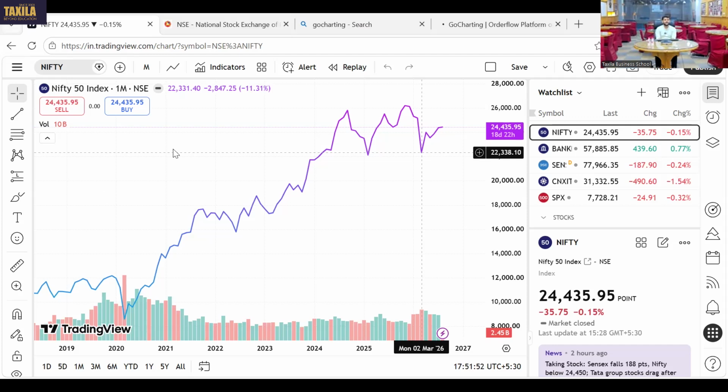Means it will get up. Yes, exactly. It will go up. Why? Because whenever this price comes into market, generally we have seen market goes up.